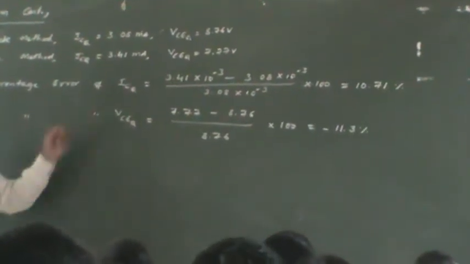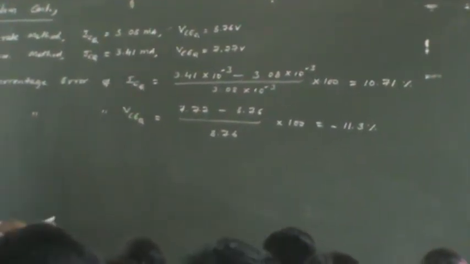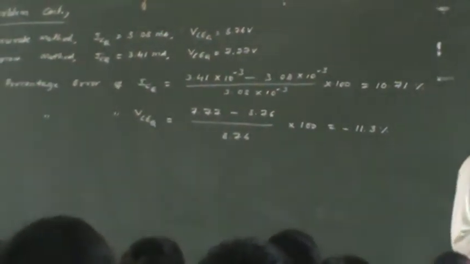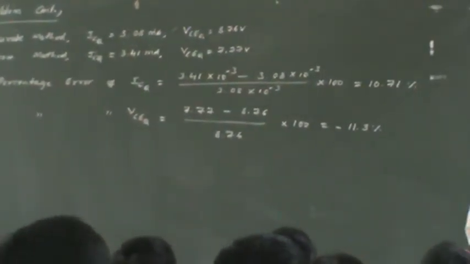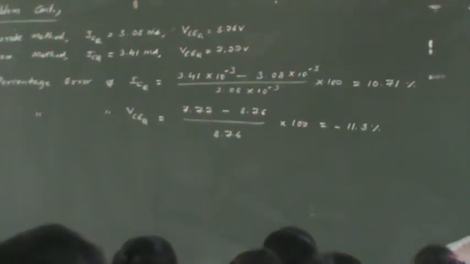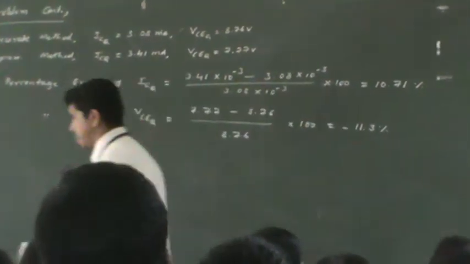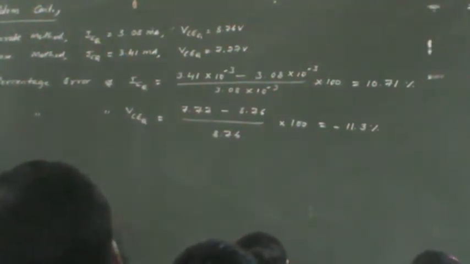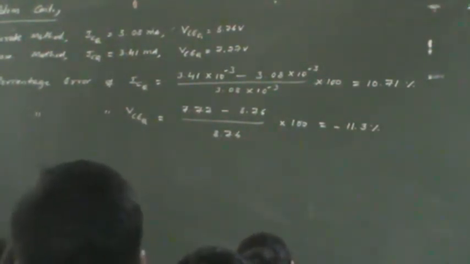Okay, just a comment on this problem what we have done in the last class. So today's class we will introduce a new type of configuration, bias configuration, which is called collector-to-base bias configuration. Before that, if you have any questions regarding the voltage divider bias, you can ask us.